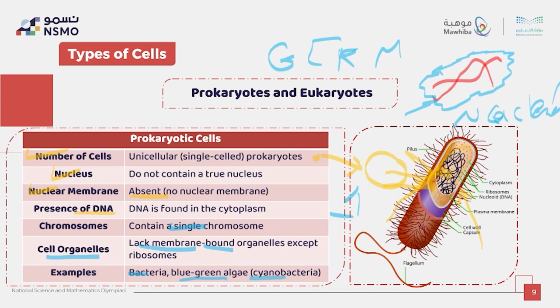You also have the diagram on the right showing a typical bacterial cell with structures such as the cell wall here, the capsule, the red one, and the flagellum, and ribosomes inside it.